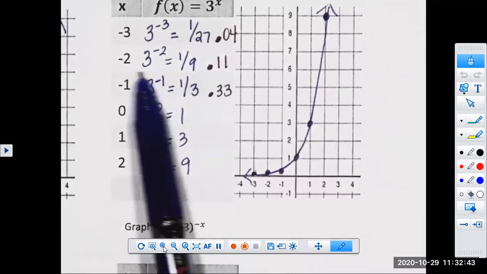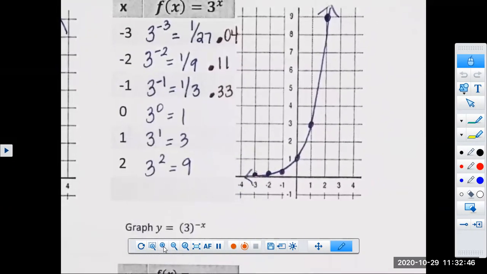Okay, so you might have a question on how to plug these in, how to graph those points and get your graph.